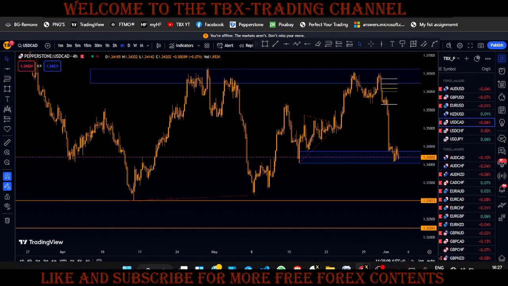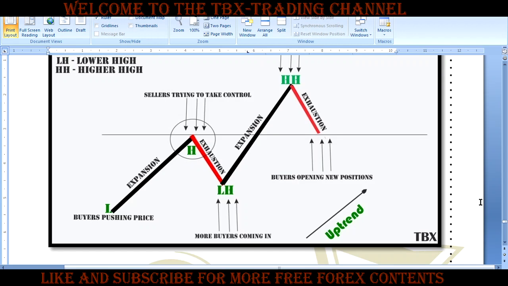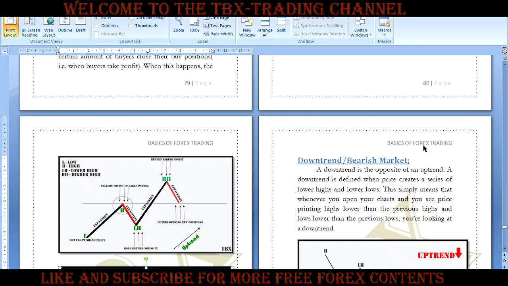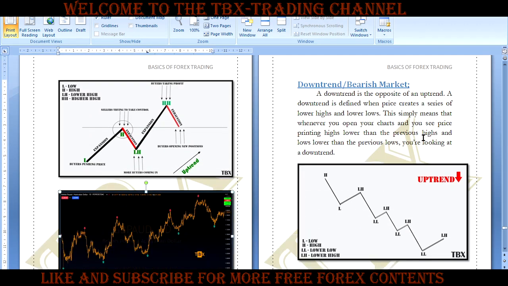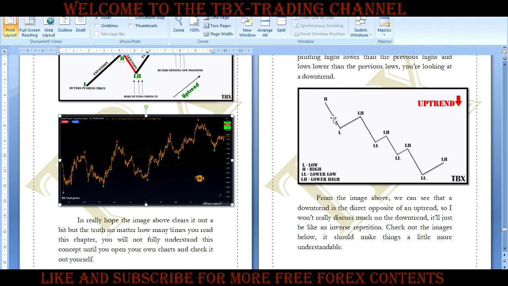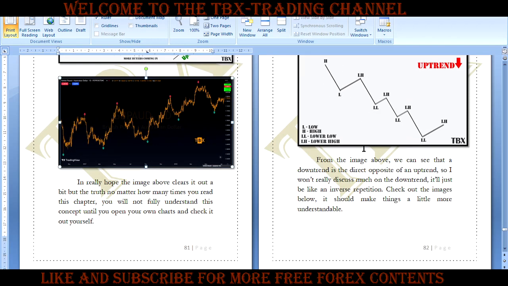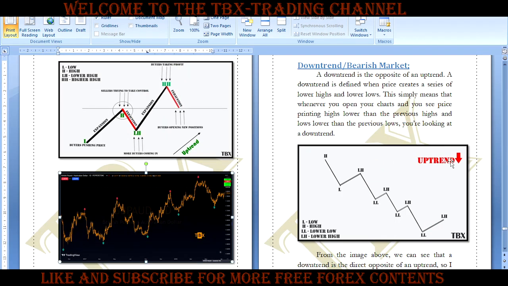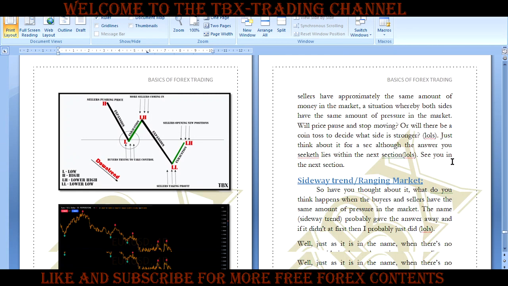And the direct opposite goes to a downtrend. This is when price is creating highs lower than the previous high and lows lower than the previous low. So when price keeps creating lower highs and lower lows, then it is called a downtrend. My God, I wrote uptrend here. It's called a downtrend.